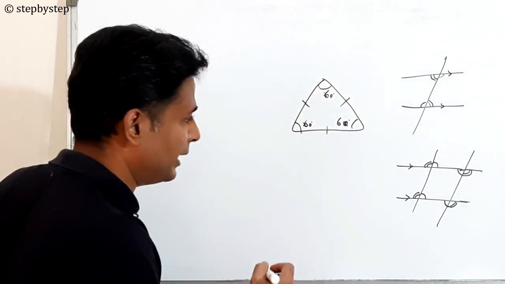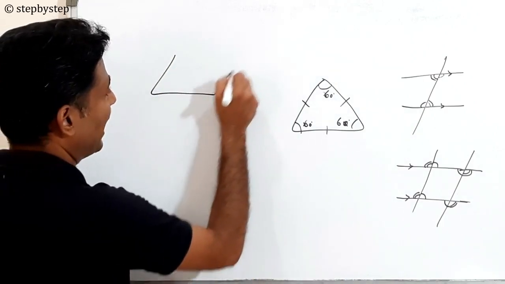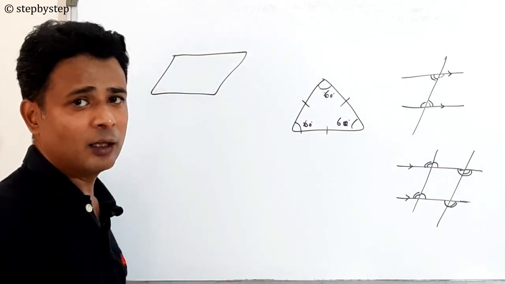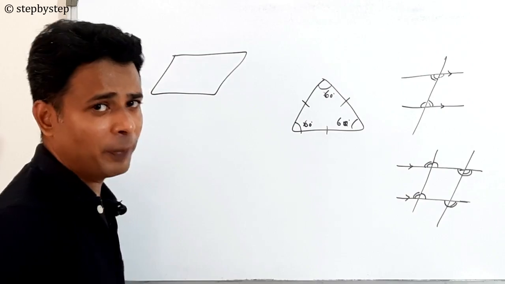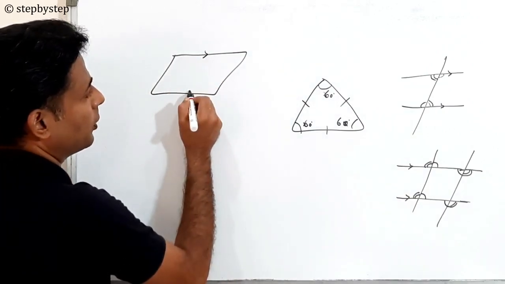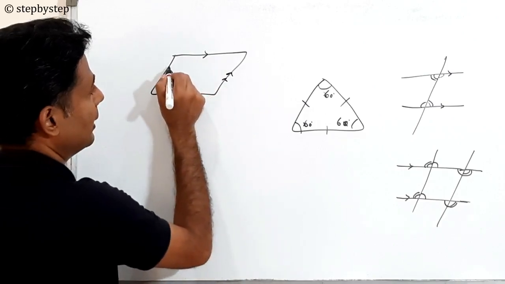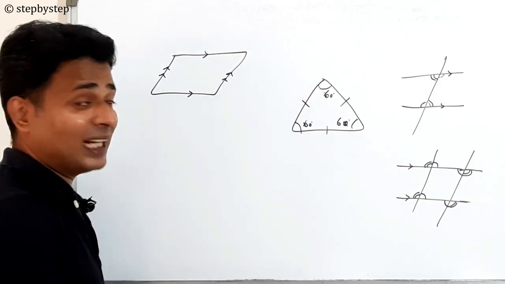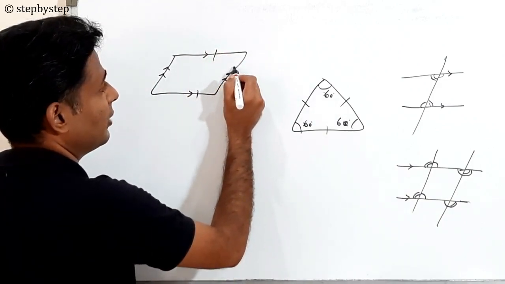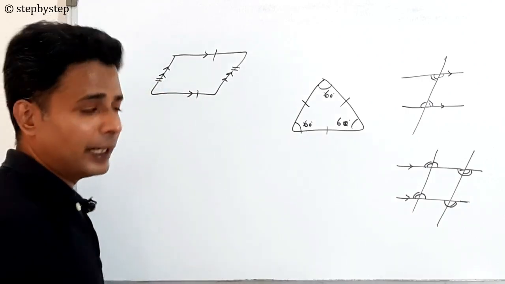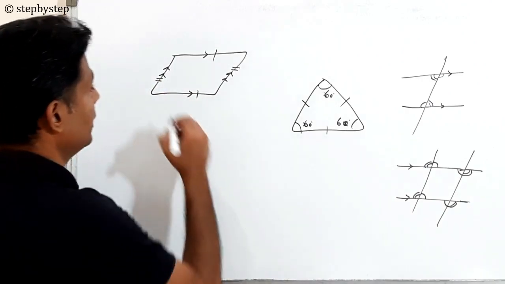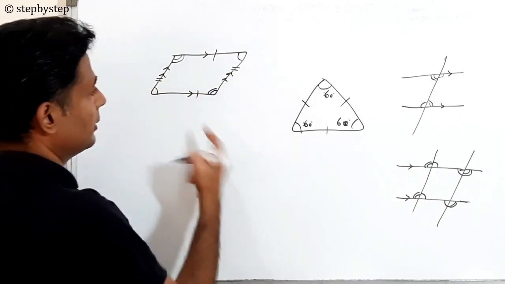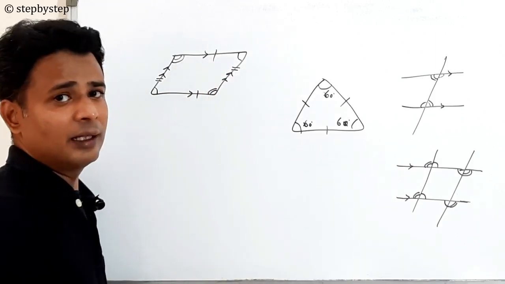Now we'll go to the next kind of shape, that is the parallelogram. Very important, you'll get a lot of questions based on parallelograms. You must already know about parallelograms. What are the properties? Opposite sides are parallel, right? Opposite sides are parallel. Opposite sides are equal. So this side equal to this side, and this side equal to this side. Second property you need to remember: opposite angles are equal. Need to remember this. Opposite angles are equal.